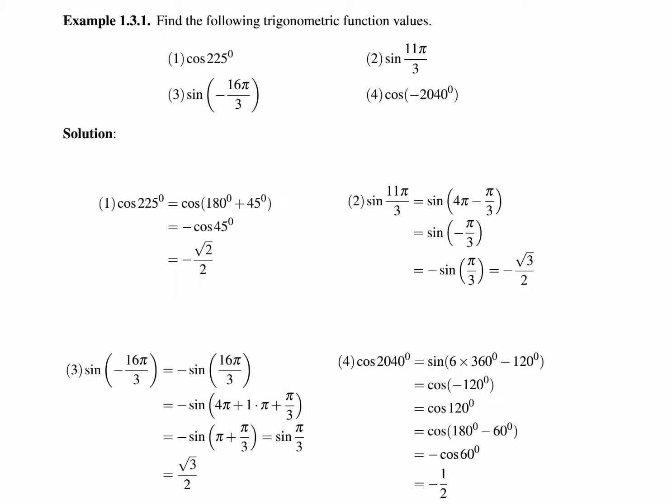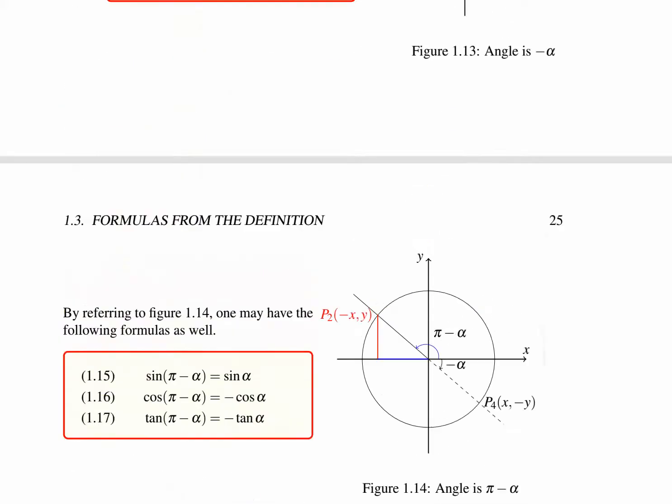In this video clip, we'll talk about examples here. There are 3 questions here. The first one is to find out the value for cosine 225 degrees. We need to use the formula we have learned before.